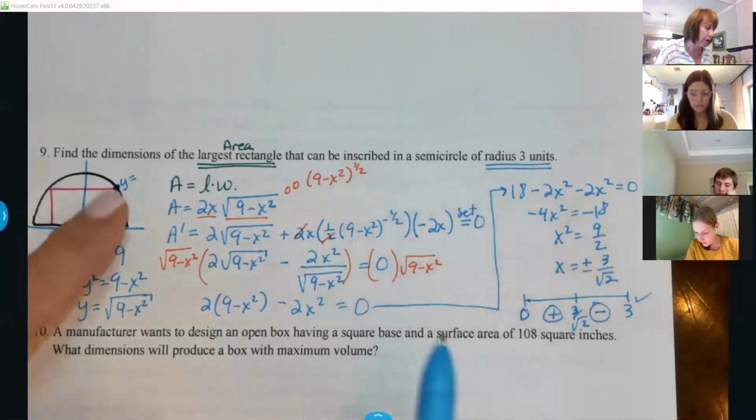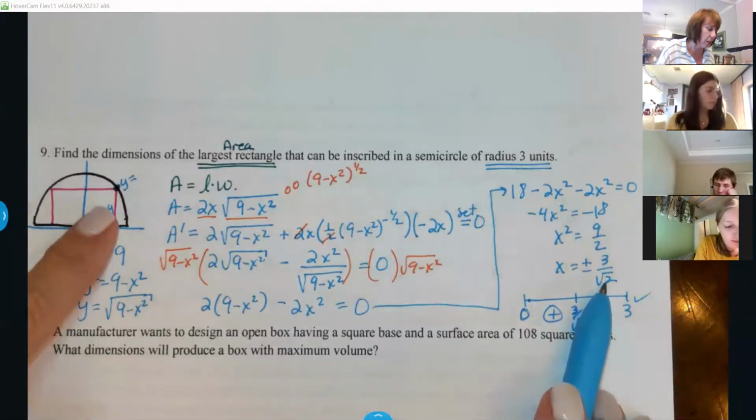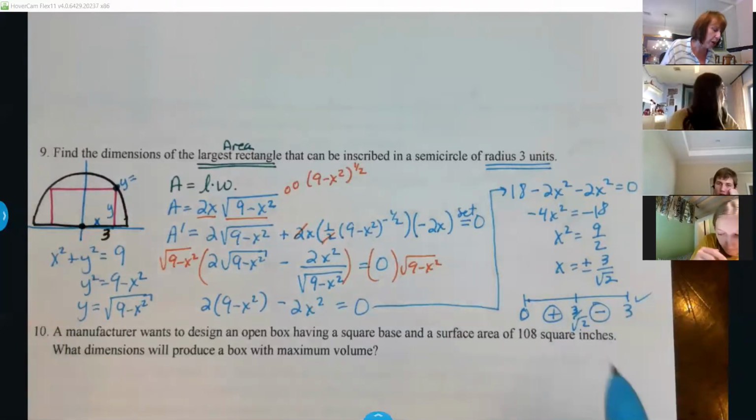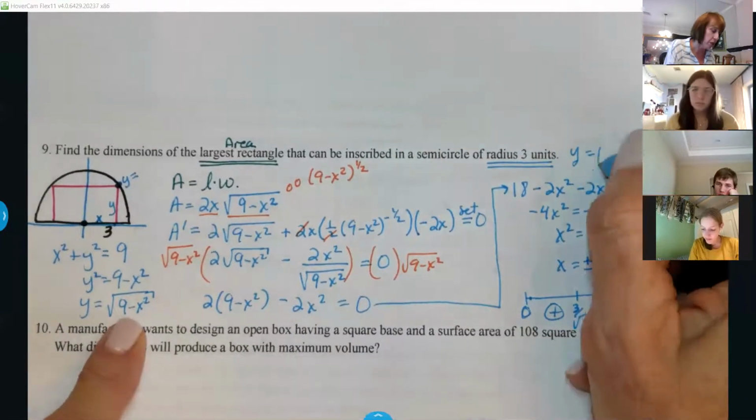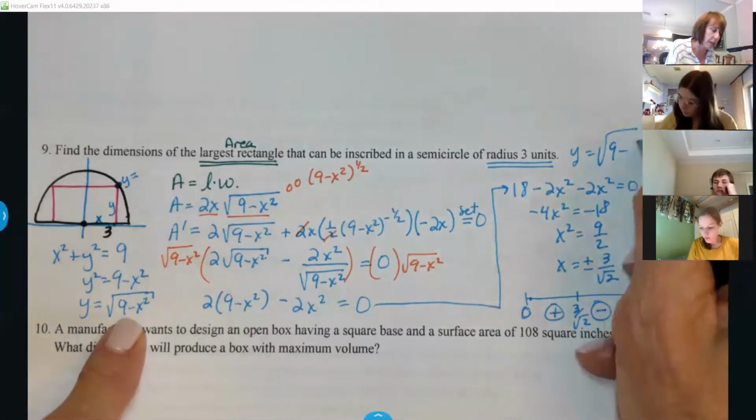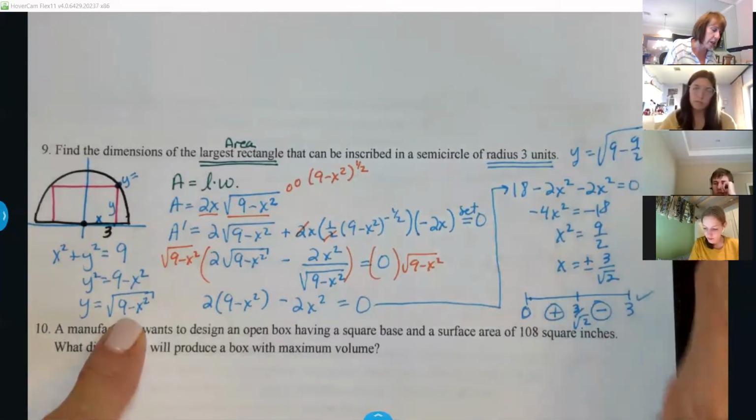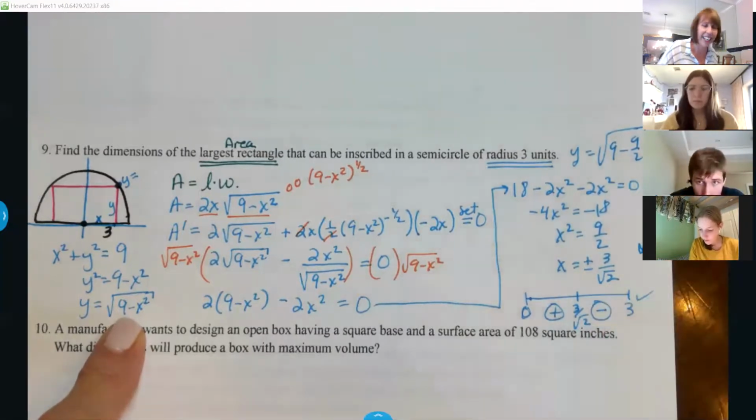And so they want the dimensions. I found the x coordinates, and now I want the y coordinate. So y would be the square root of 9 minus this squared, which is back to the 9/2. So I would put that right here. Okay.